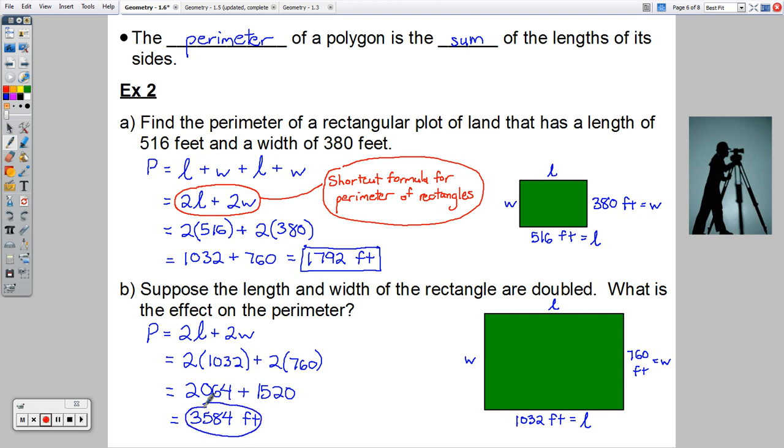This is very important to help me answer the question, what's the effect on the perimeter? So how much bigger is this compared to this? If you just divide that by 2, you get the perimeter of the old one, of the plot of land before it was doubled. So this shows us that the perimeter doubles when you double the side lengths.